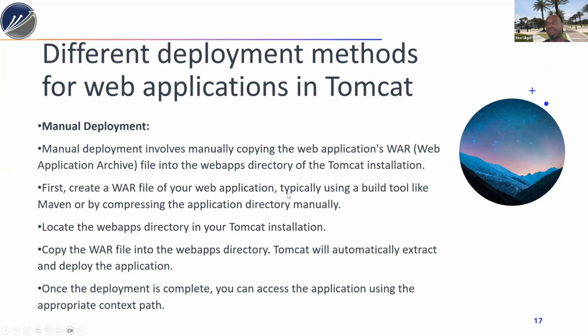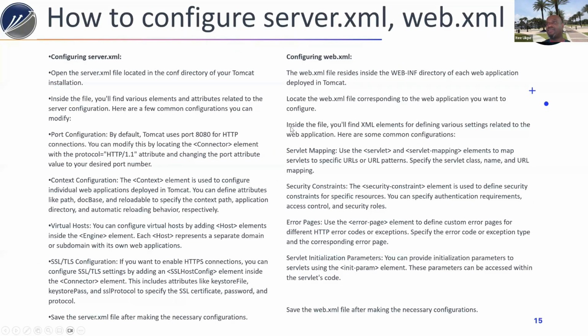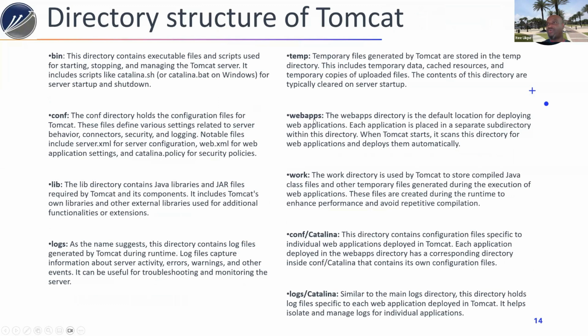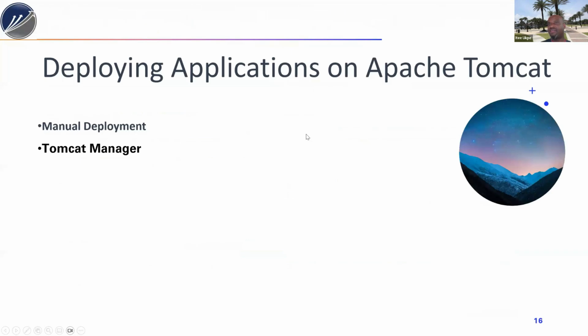If we go back to the directories, I'll show you the directory. The webapps directory is the default location for deploying web applications. Each application is placed in a separate subdirectory within this directory. When Tomcat starts, it scans this directory for web applications and deploys them automatically. You see the use of the knowledge of the file structure. Now you know where the web applications reside. It's in the webapps directory. Okay, let's go back here.